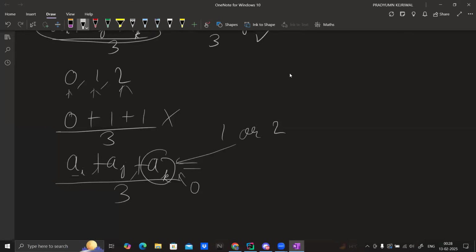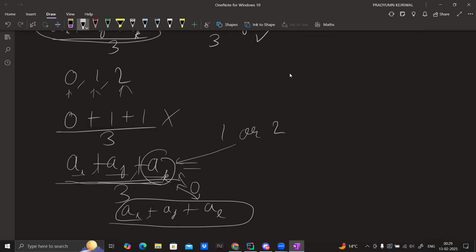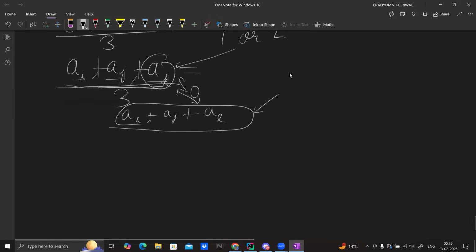Basically, if this I, J and K is divisible, then I can just find another AI plus AJ plus AL, where AK and AL don't have the same mod. So if this is divisible by 3, then definitely this one is not divisible by 3. Therefore we would have our answer as this one. If not all the array elements have the same mod with 3, then definitely we can find a subsequence whose sum is not divisible by 3, okay.